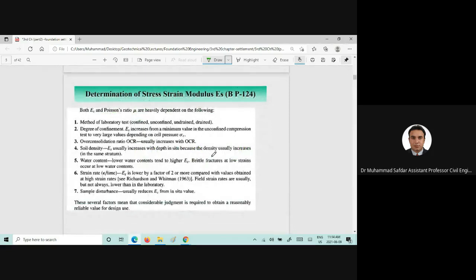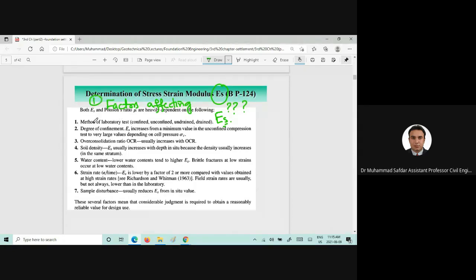Now the next question which comes to our minds is how we can determine the modulus of elasticity, or Es. What are the factors affecting Es? In order to answer these questions, first we will go for the factors affecting the modulus of elasticity. For example, we will start with the method of lab test.